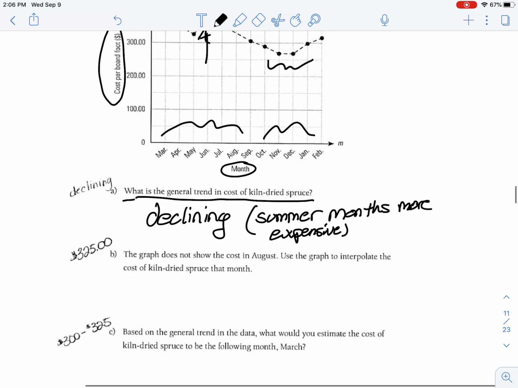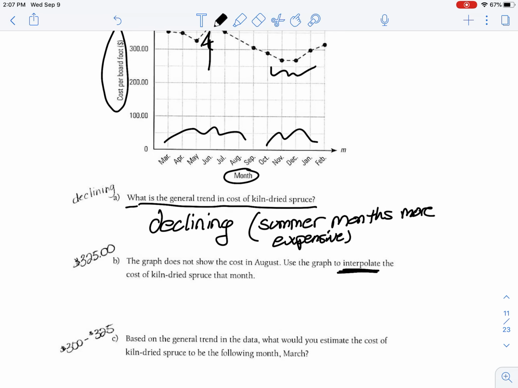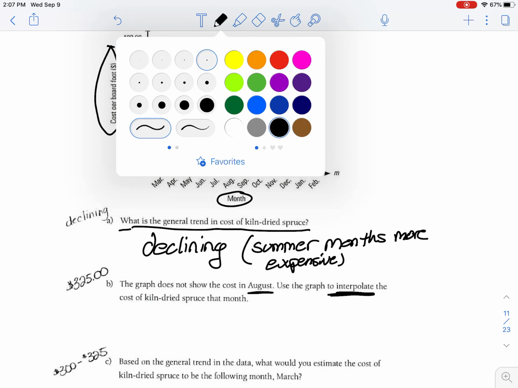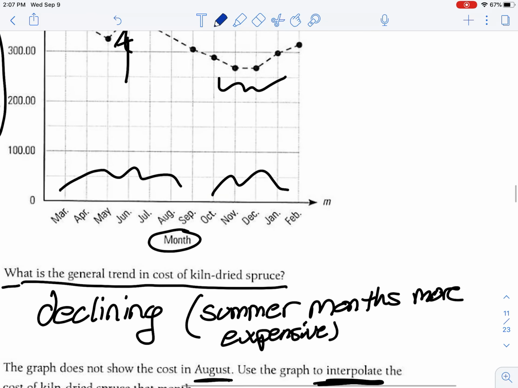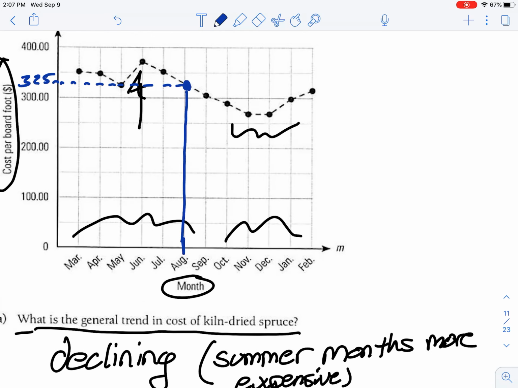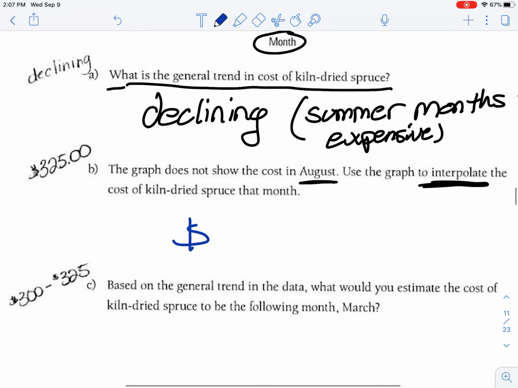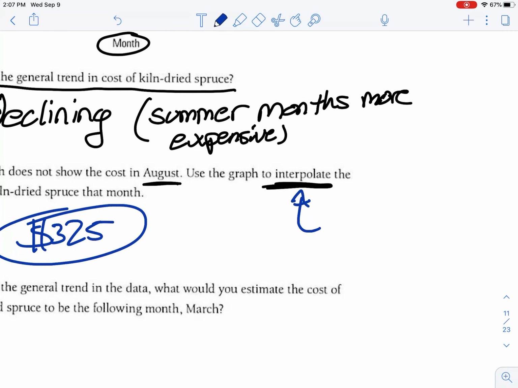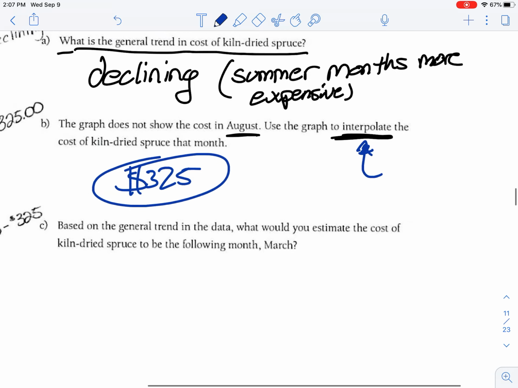The graph does not show the cost in August. Use the graph to interpolate, so guess where it'll be during the month of August. So the month of August, if we look here, is found right here. And if we follow this line up, our point would be roughly here. So that point roughly lines up with, I would say, around $325. So there's your $325. So we were able to interpolate, guess what that was inside.